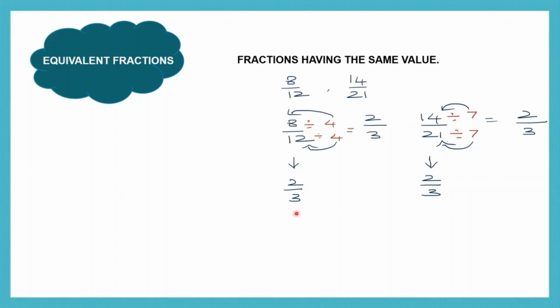by 3. So since both are the same, it means that the value of this fraction and this fraction are the same. Though the numbers are different, when you reduce them to the lowest term, they come to the same answer. That means they have the same value. So such fractions which have the same value are called equivalent fractions.